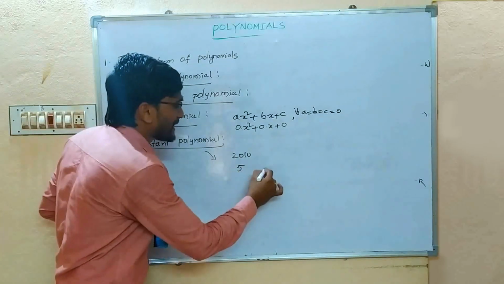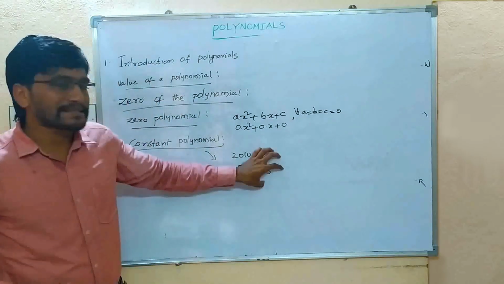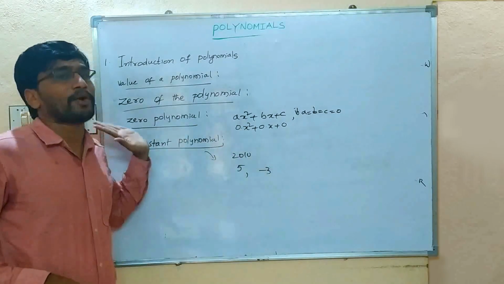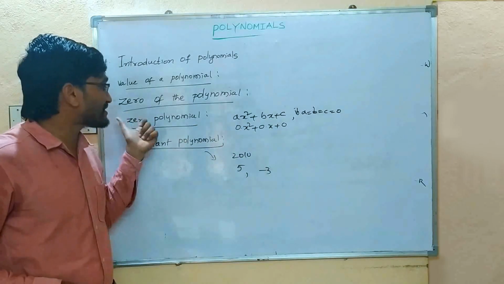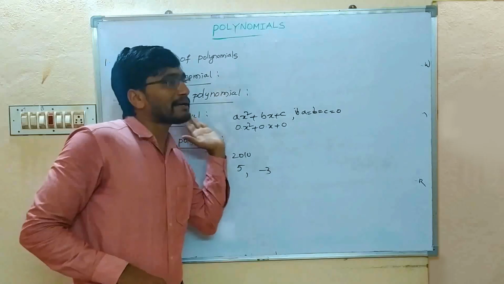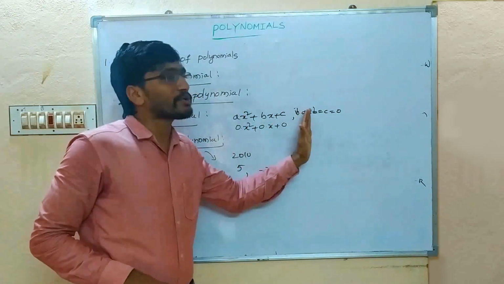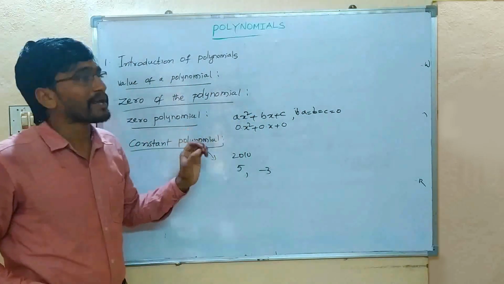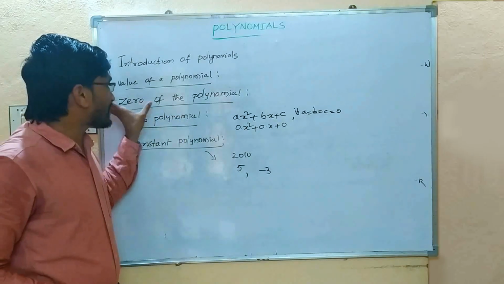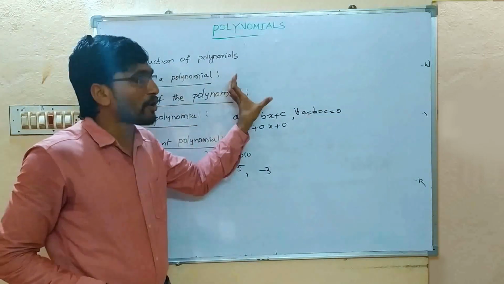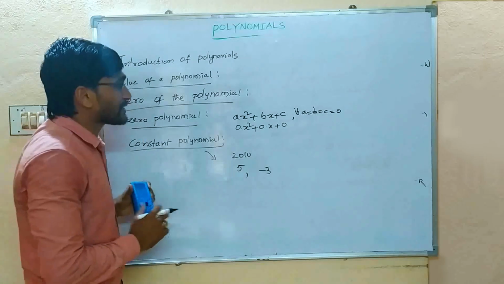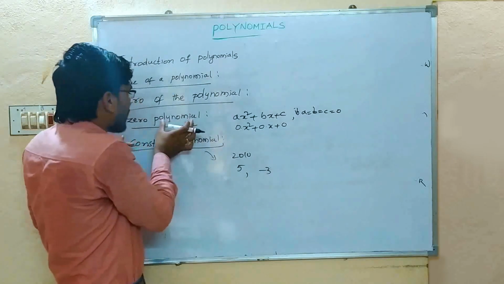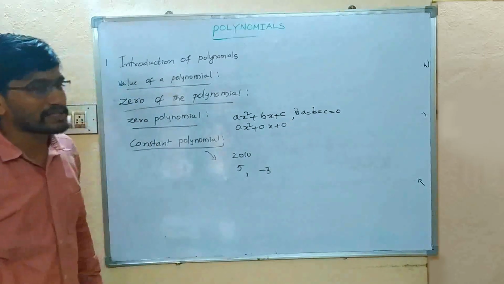That means 5 minus 3. So every constant term is nothing but a constant polynomial. Simply, how to remember it like that. Zero polynomial means if a polynomial contains the coefficients of all zeros, then it's called a zero polynomial. Remember that zero polynomial is different from zero of the polynomial. Next, what is the degree of zero polynomial and what is the degree of constant polynomial?